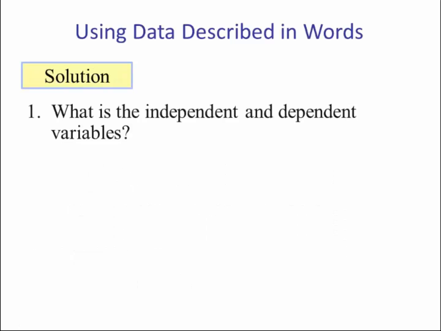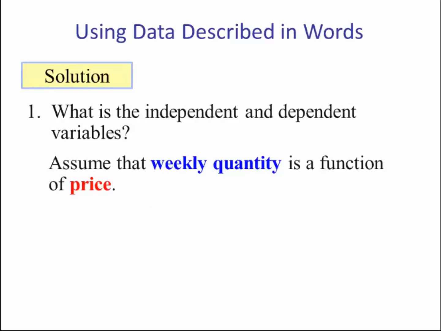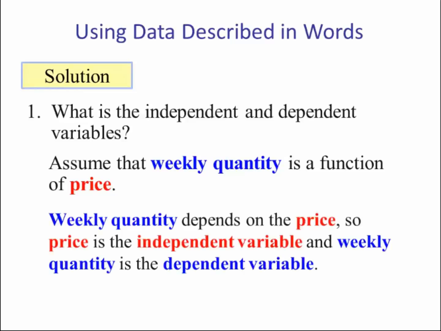Solution. Number 1. Assume that the weekly quantity is a function of price. That tells us what the independent and dependent variables are. A function of price means price is the independent variable and weekly quantity is the dependent. So we would say weekly quantity depends upon price. So price is the independent variable and weekly quantity is the dependent variable. As an ordered pair, price, which is measured in dollars, comma, weekly quantity.